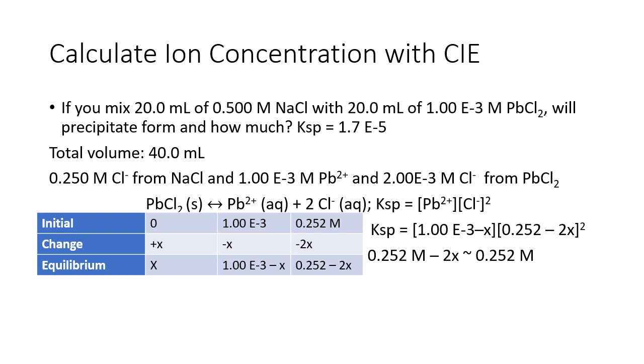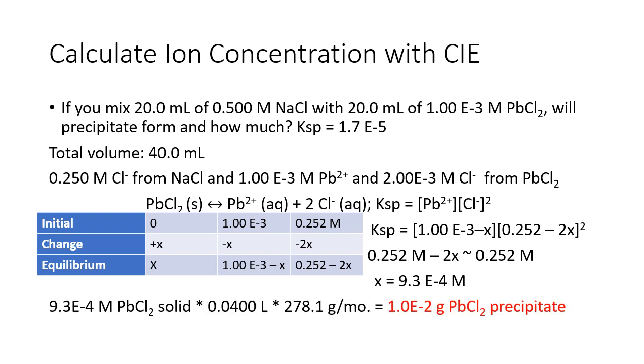and we look at this and realize that 1.7 times 10 to the negative fifth may actually affect 1.00 times 10 to the negative third, but it will do squadoosh to 0.252. So we're going to approximate 0.252 minus x as just being 0.252. And our x is, after we do that, equal to 7.5 times 10 to the negative fourth.